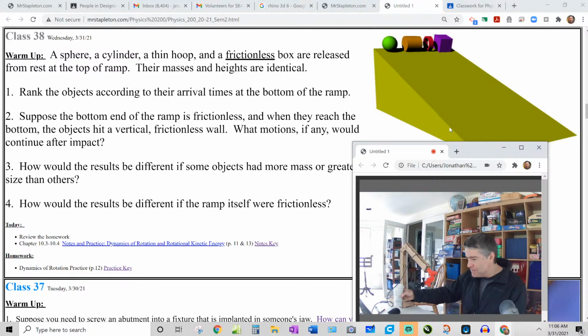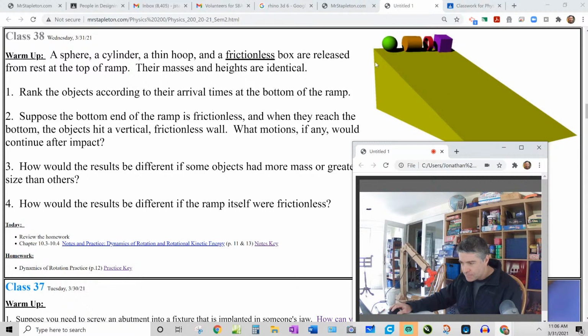Well, I'm going to tell you that it's not the sphere. However, the sphere would be the second fastest to the bottom. The fastest one would be the box, the frictionless box. If there were friction, it'd be a very different answer. But if the box didn't have any friction, it's going to get to the bottom the fastest.